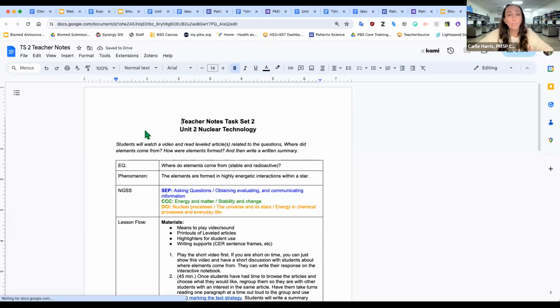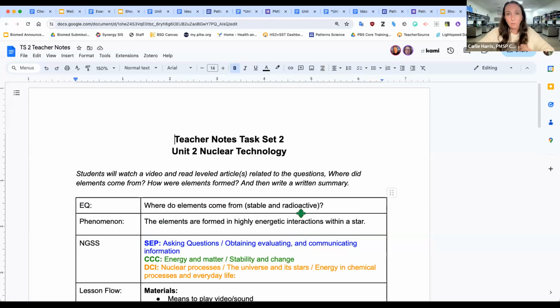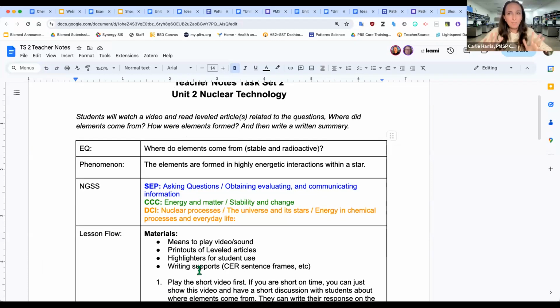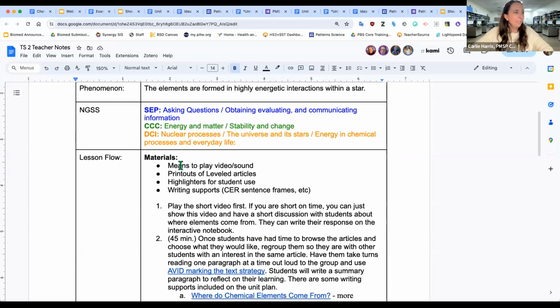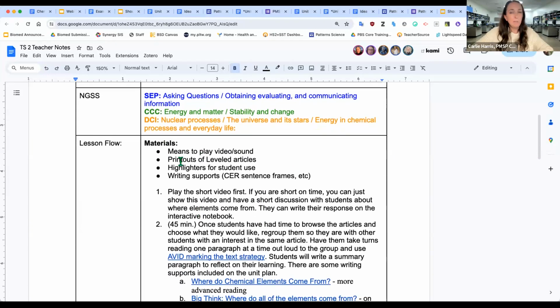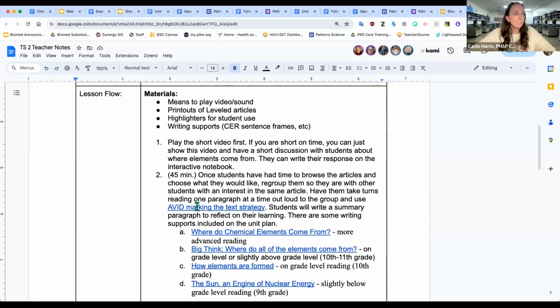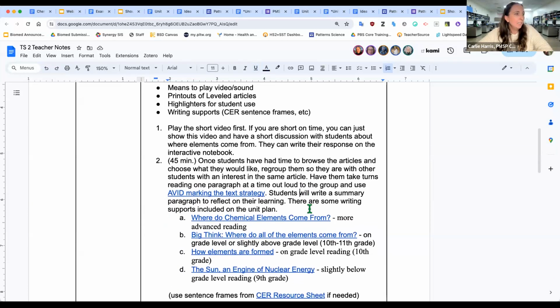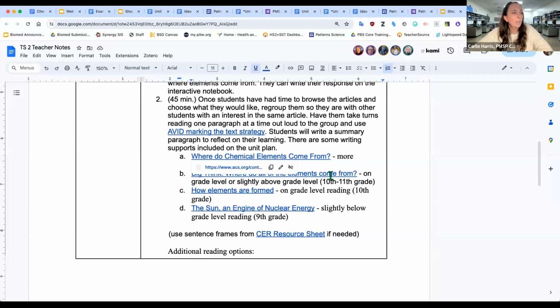As a council, we've spent a lot of time putting in more supports for you all so that you can help your students the best way possible. So you can see here in the teacher notes, same thing from the walkthrough, same thing from the unit opener. We have a list of materials that you might need, like maybe some highlighters for your students to read. We have some links to AVID marking the text strategies, if that's something you would like to use. And then here's all of our readings, our articles.